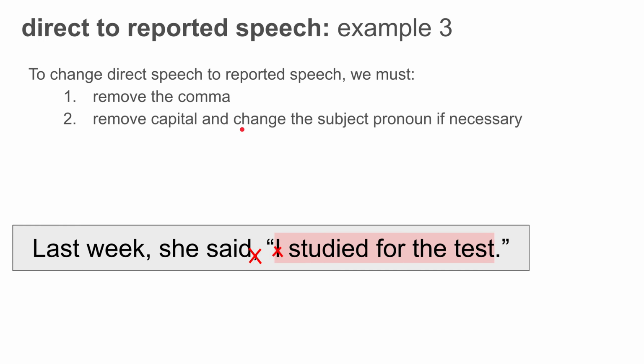Then we're going to remove the capital and change the subject pronoun if necessary. She is not talking about me. She's referring to herself. So it's going to be she. Next, we're going to remove the quotation marks. No quotation marks here or here.